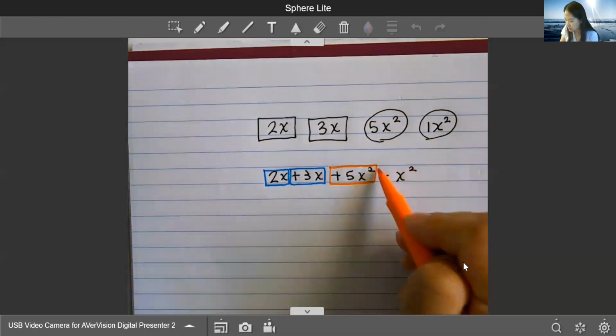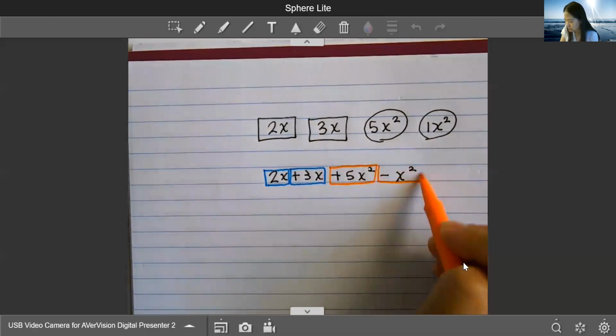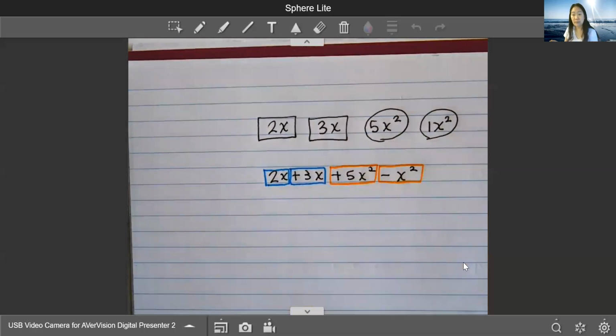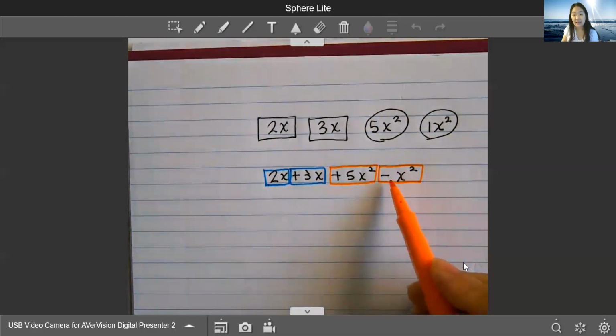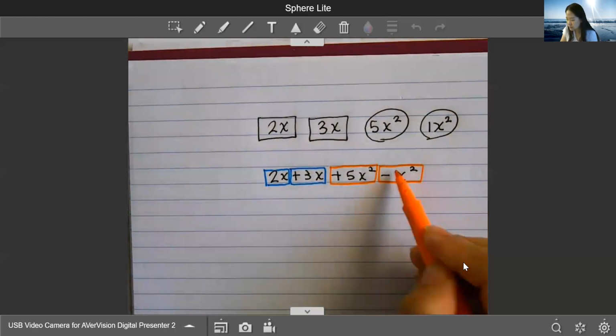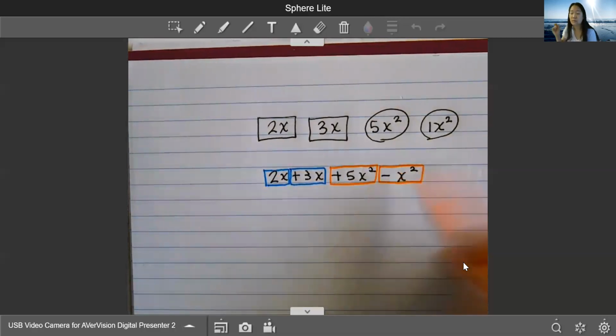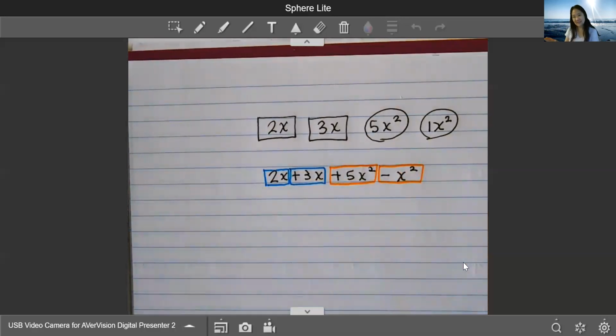So here, you also want to put a box around the minus x to the second power. Don't just put x to the second power. This is very important. The reason is because it tells you whether you'll be adding the like terms or subtracting the like terms. So if I were to solve this, this is going to be the final answer.